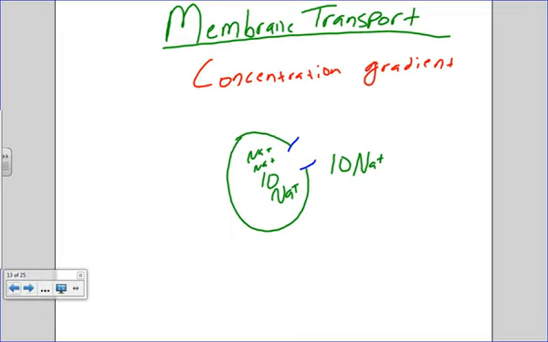Now you have to remember that when particles are moving across the cell membrane, particles are going to be moving in both directions. Now what we have to talk about is whether there is a net movement across the cell membrane. So if there are 10 sodium ions within the intracellular fluid, and there are 10 sodium ions in the extracellular fluid, will there be a net movement?